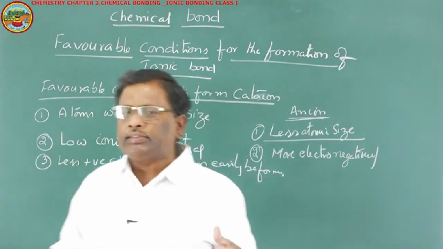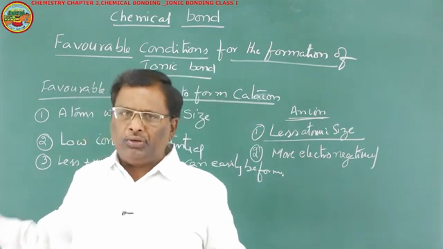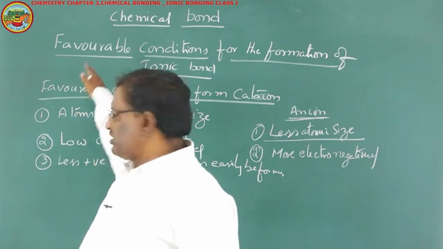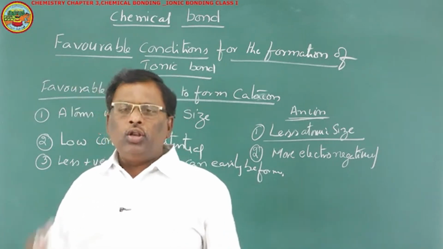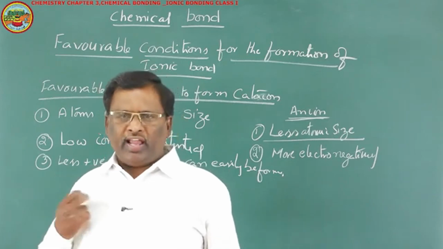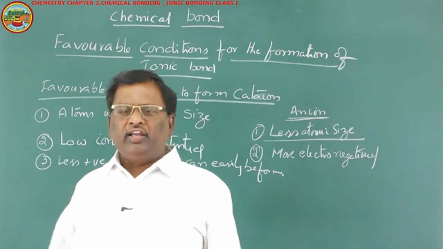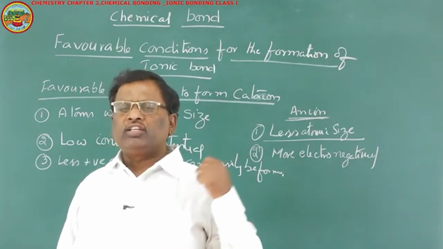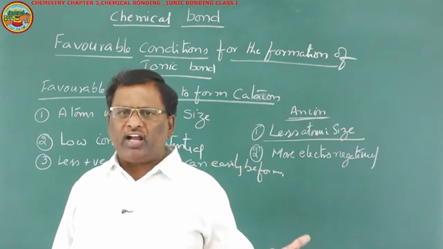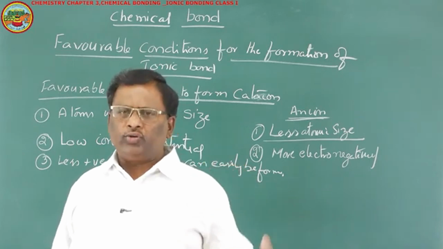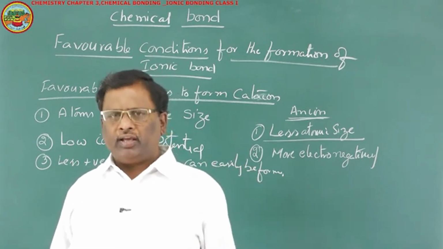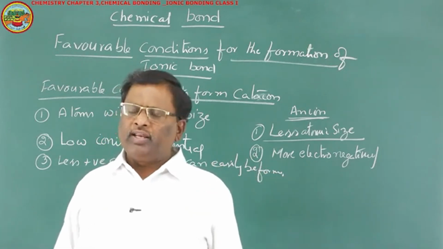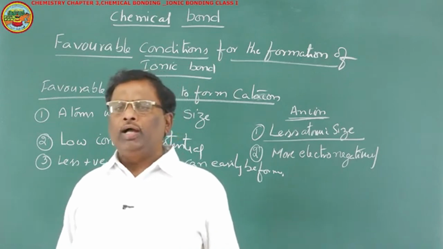Once the two bonded atoms have the particular characters which we have discussed, the atom which is large in size, with low ionization potential, and having smaller charge on its cation, can easily form a cation. Similarly, an atom which is smaller in size, with high electronegativity and lower negative charge, can easily form an anion. If such two atoms are in contact with each other, an ionic bond can easily be formed between those two atoms.